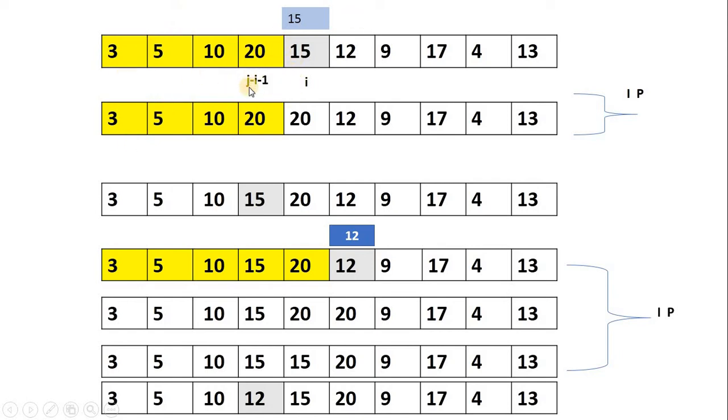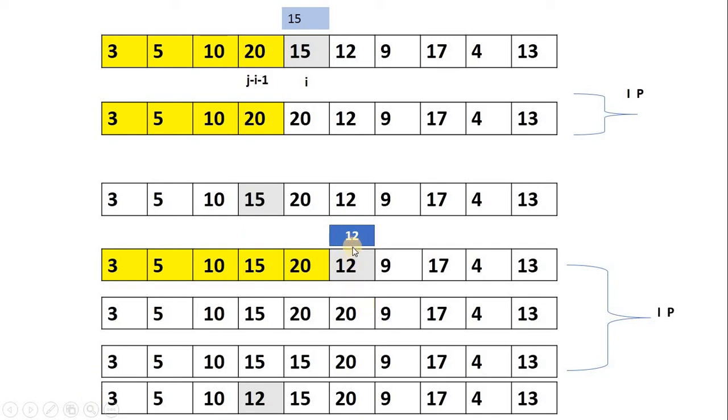Now, where is j now? J is in this place only. So data of j plus 1 is what? Temp. So now your 15 will be here. Right? So the answer is what? 3, 5, 10, 15, 20, 12, 19, 17, 4, 3. So these are all internal processes.